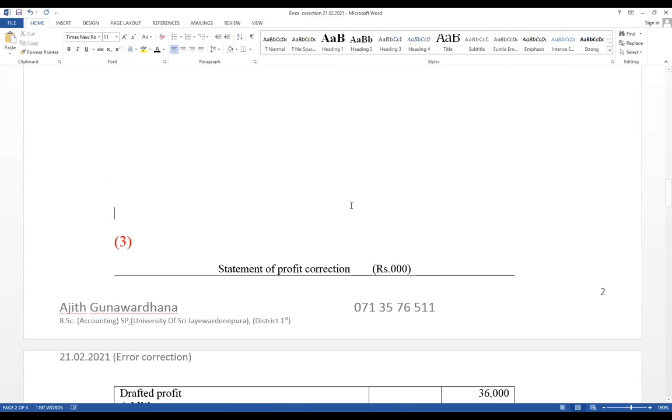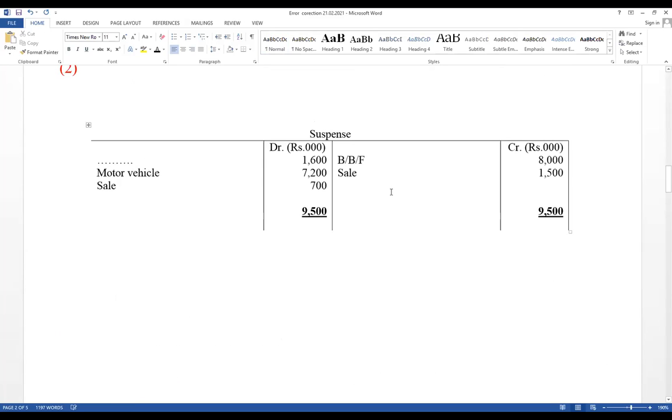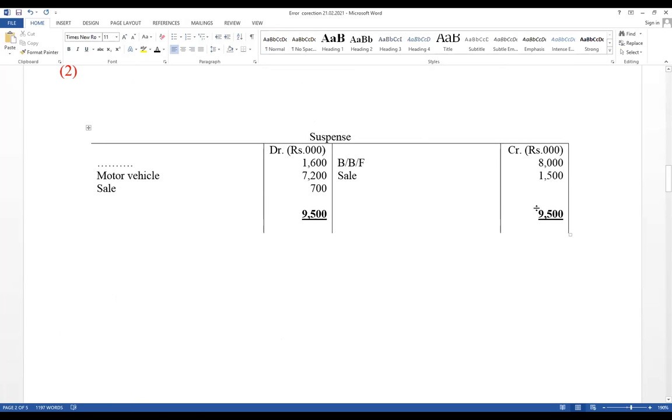Profit correction. Suspense account is not an asset, liability, income, or expense account. There cannot be a balance like that. Why did we create the suspense account? Trial balance is not equal. It has given the opening balance on the credit side as brought forward. It means the credit side of the trial balance is decreased by 8,000.